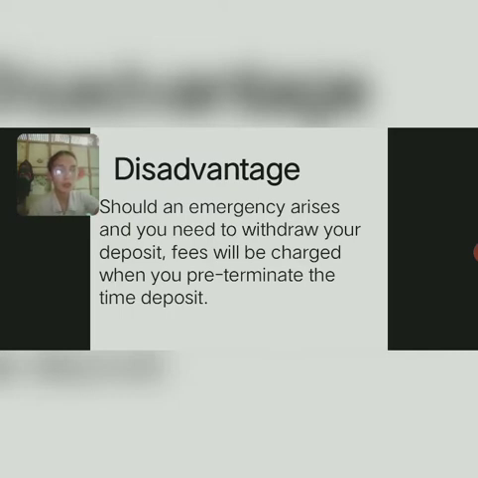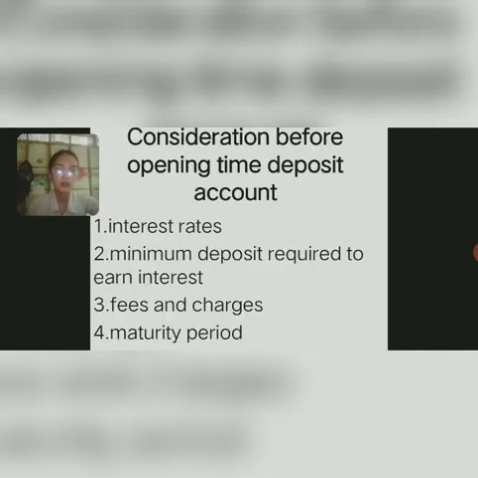The disadvantage is that should an emergency arise and you need to withdraw your deposit, fees will be charged when you pre-terminate the time deposit. This happens when you withdraw your deposit before the maturity date. So there are some considerations before opening a time deposit account.